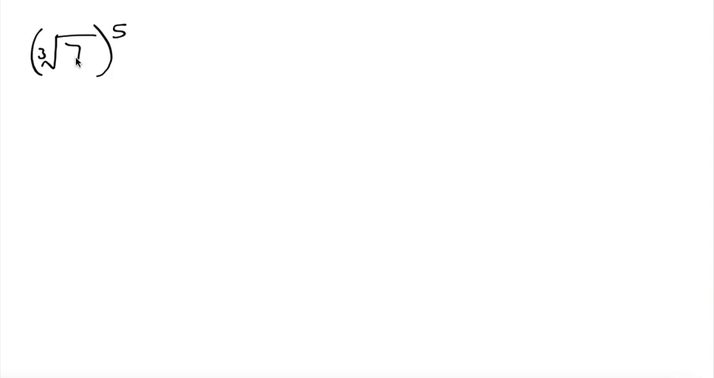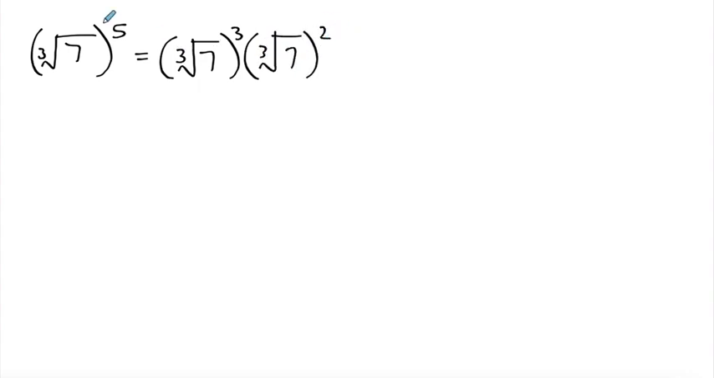If I have the cubed root of 7 and I'm putting it to the exponent 5, again, I'm just going to break this up into two terms. So I'm going to have the cubed root of 7, and this time I'm going to put it to the cubes, or the power of 3, and I'm going to multiply this by the cubed root of 7 squared. So again, just breaking up that original exponent there.